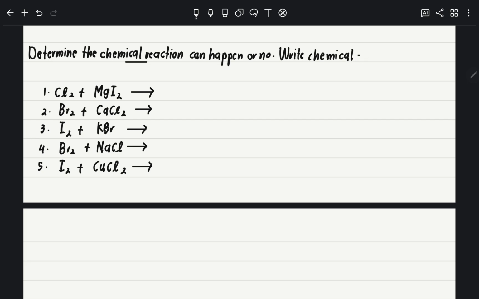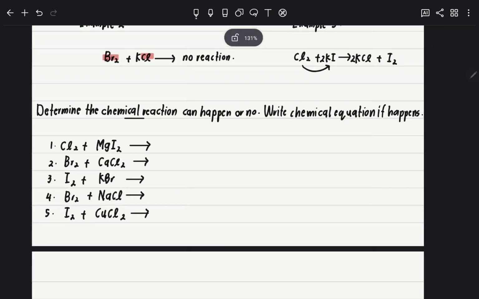Write the equation if it happens. This is the complete answer for your exercise questions.